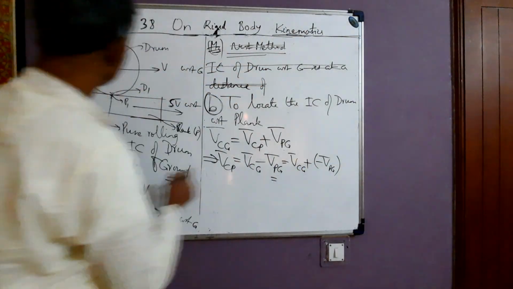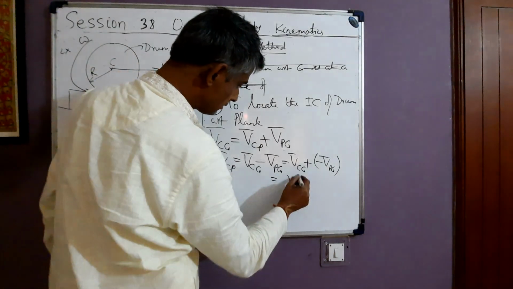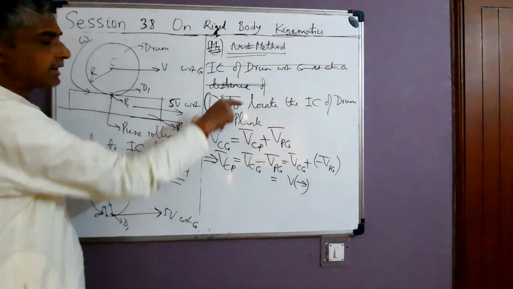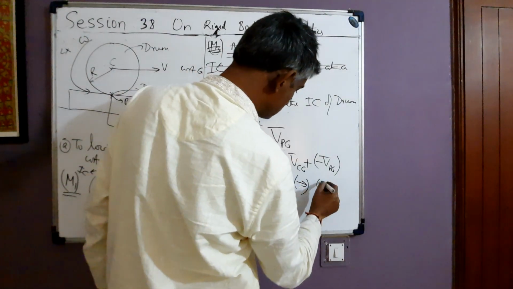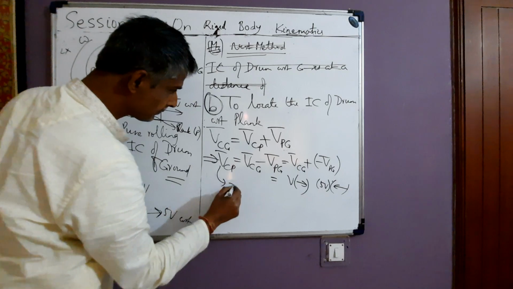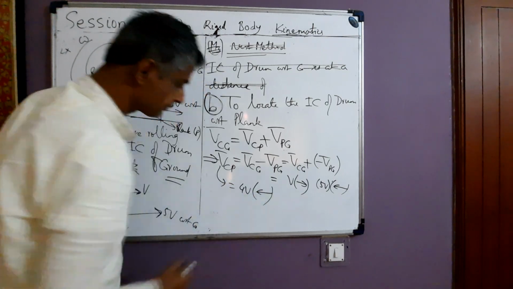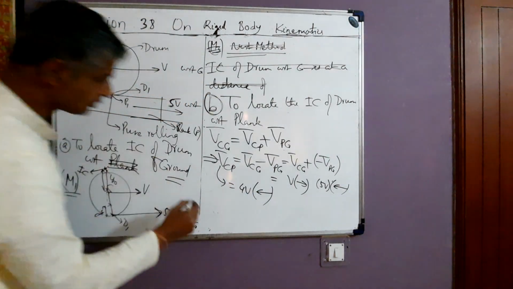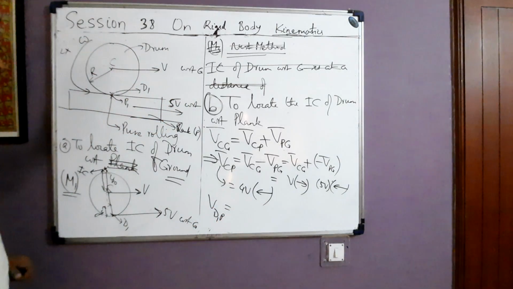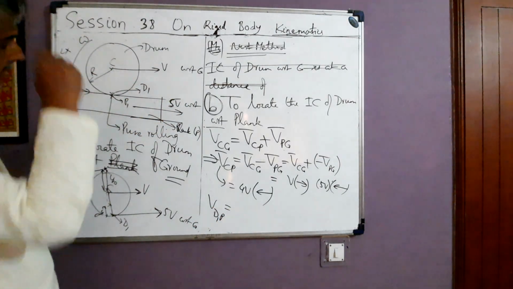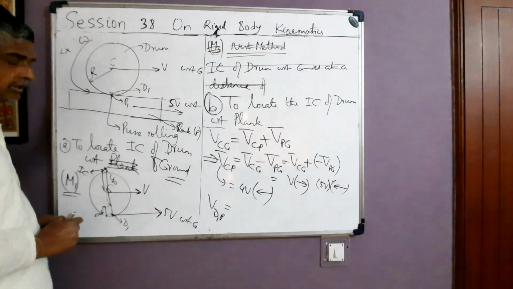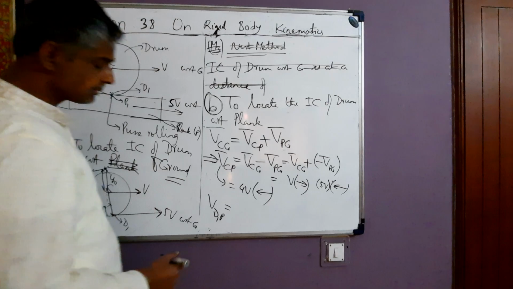Now VCG is V right. VPG is 5V right, so minus VPG is 5V left. The vector sum of these two will be 4V left. And similarly, what will be the velocity of D1 with respect to plank?